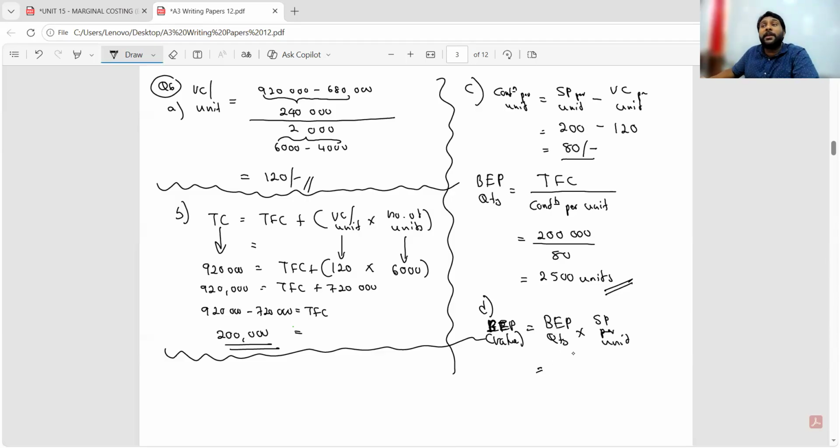Should you write these formulas in your exam? No need to write formulas. This is a unit which is completely based on understanding. So if you just write 2,500 into 200, that's enough. I gave you the formula, people, just to give you an idea of it. How much is that? 500,000.